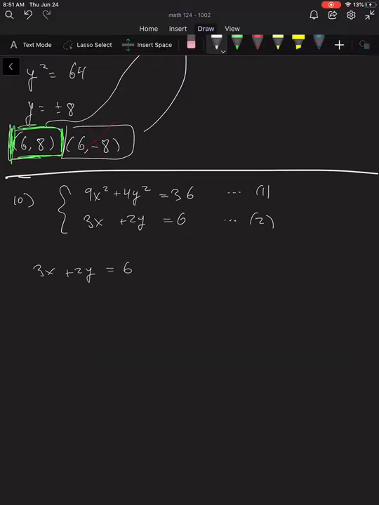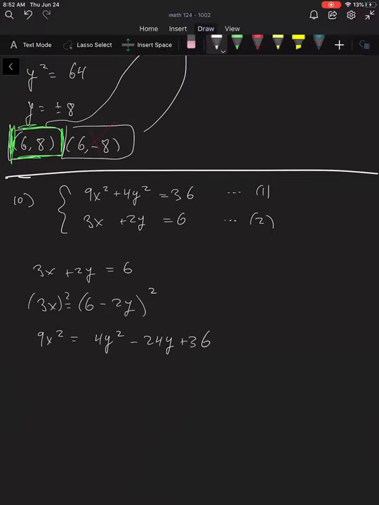How about we do it this way? Let's subtract the 2y over. So this tells us that 3x is equal to 6 minus 2y. And now let's square both sides of this. The reason why we're doing this is if we square the left-hand side, we get 9x squared, and 9x squared is right here, so we're just going to be able to substitute it into that. Now, if we square this right-hand side, we are going to get 4y squared minus 24y plus 36.